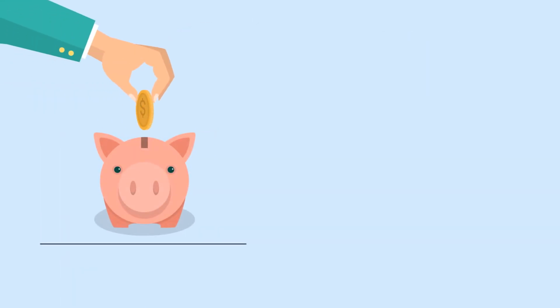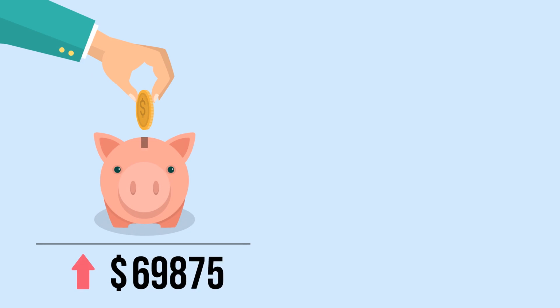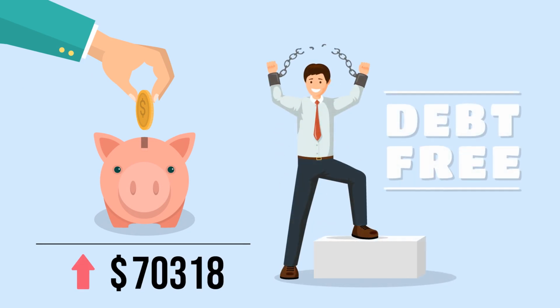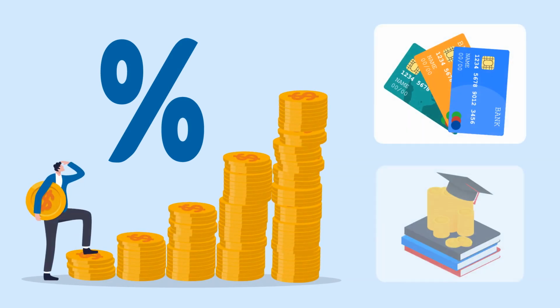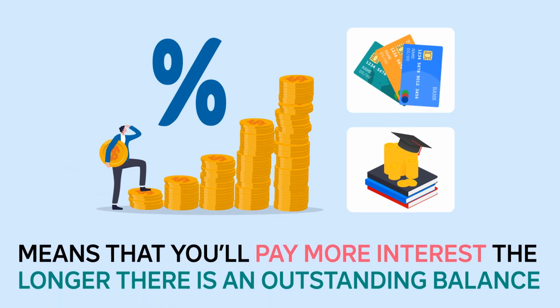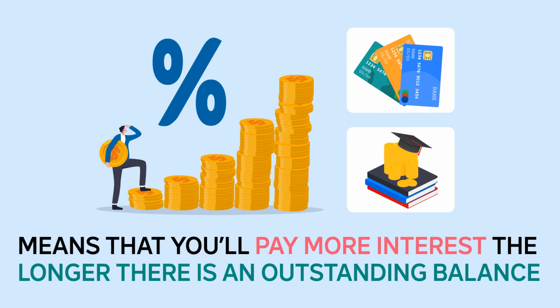While prioritizing your savings can help you boost the balance in your savings account, it may be worth paying down debt first. Because interest compounds over time, waiting to pay off a credit card or a student loan, for example, means that you'll pay more interest the longer there is an outstanding balance.